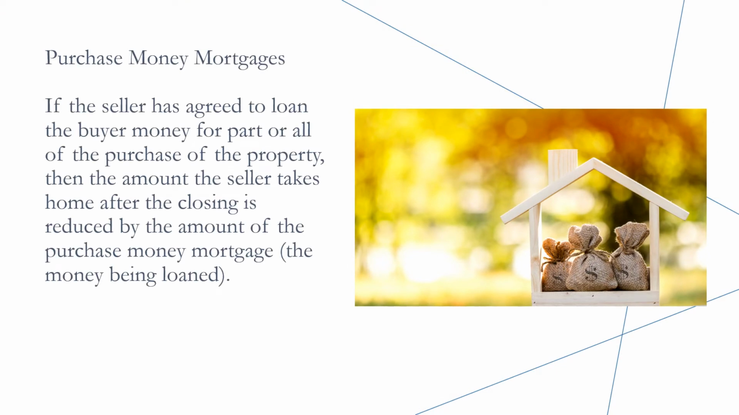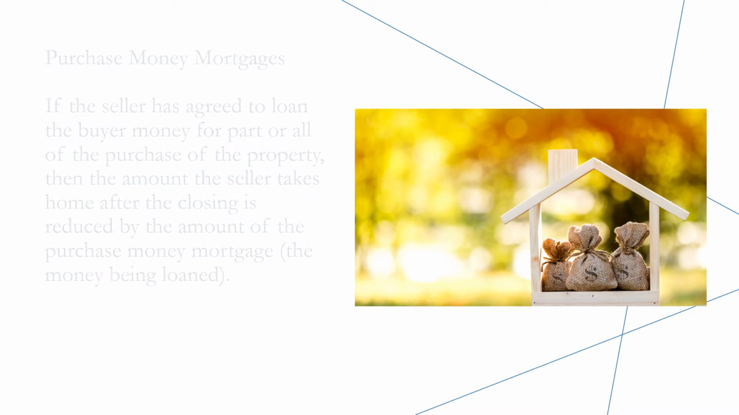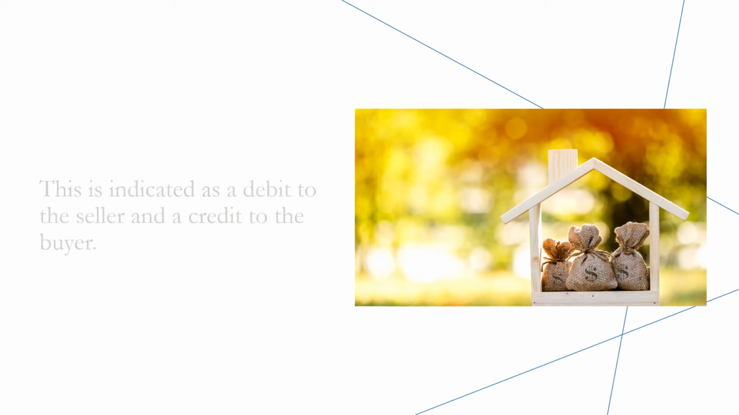Purchase money mortgages. If the seller has agreed to loan the buyer money for part or all of the purchase of the property, then the amount the seller takes home after the closing is reduced by the amount of the purchase money mortgage, the money being loaned. This is indicated as a debit to the seller and a credit to the buyer.